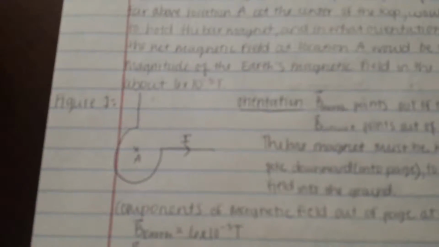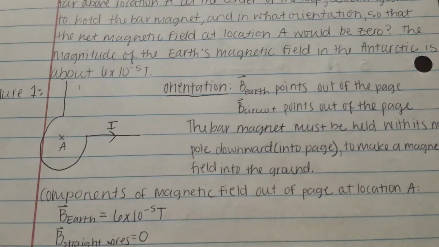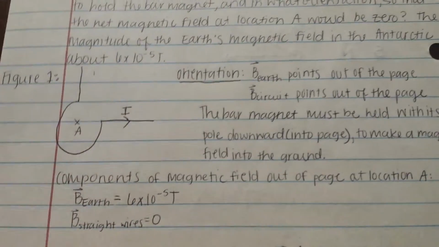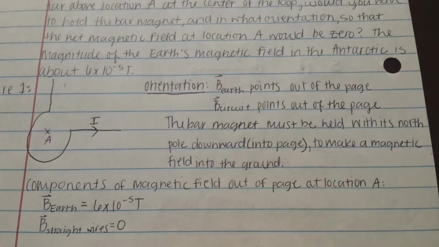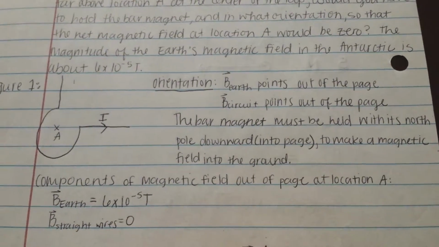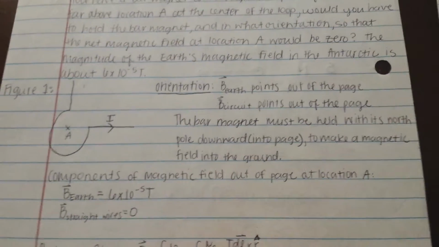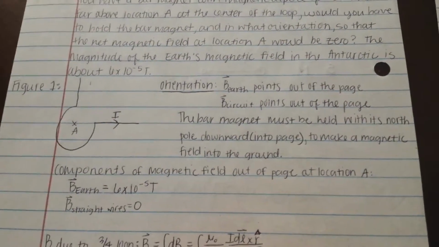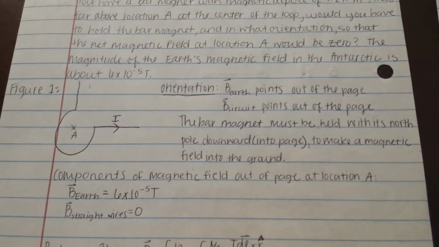So this is figure 1. This is looking down on it. And so we know the orientation is that B Earth points out of the page. And B circuit would also be pointing out of the page. And so the bar magnet, we know, must be held with its pole downward into the page to even make a magnetic field into the ground. So that's going to be the orientation.